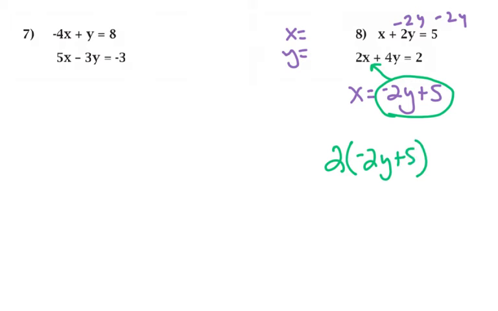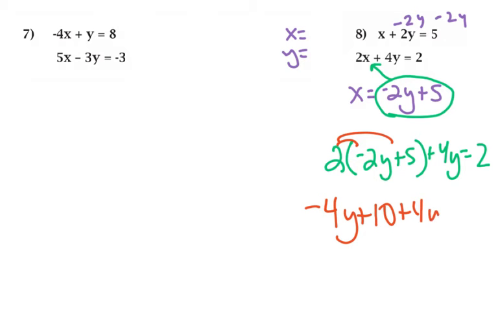So that's 2x plus 4y equals 2. So now I'm going to distribute and solve. So negative 4y plus 10 plus 4y equals 2. What's going to happen to my 4y and negative 4y? They're gone. I'm left with 10 equals 2.